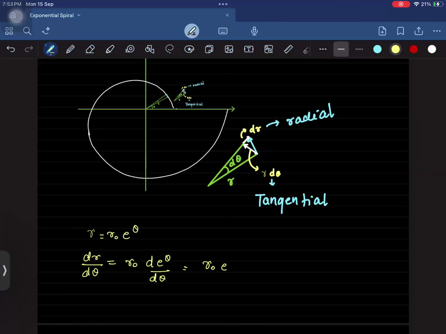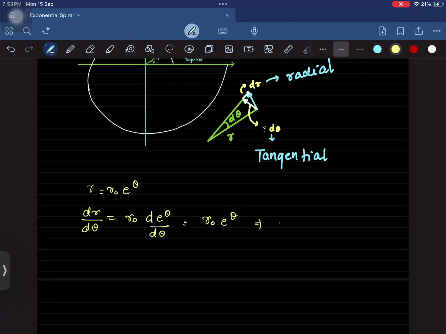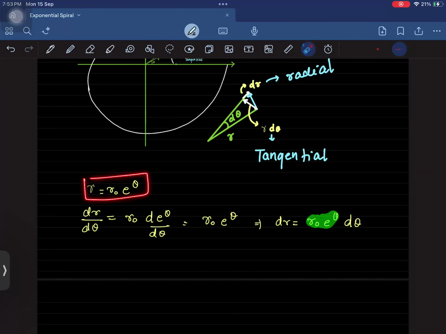So that will be r naught e to the power theta into, if we try to find out dr, that will be r naught e to the power theta d theta. Let us keep that thing in mind. Now what is r naught e to the power theta? You will see this. R naught e to the power theta is actually r only.